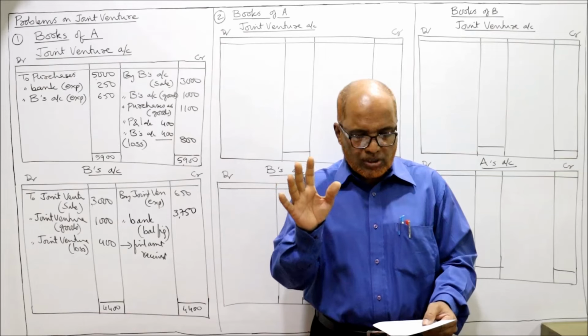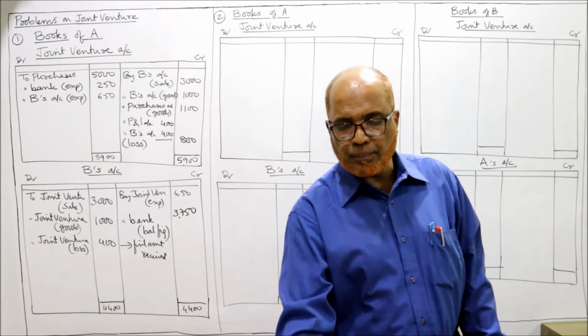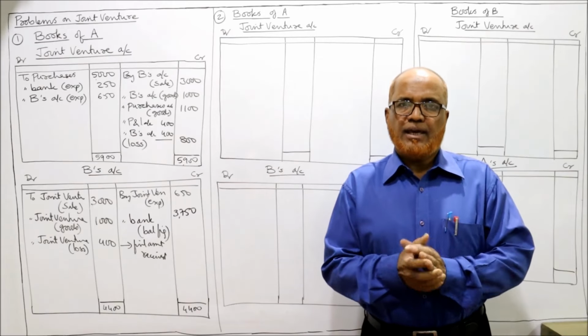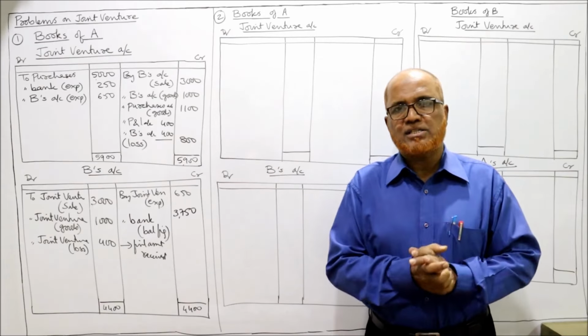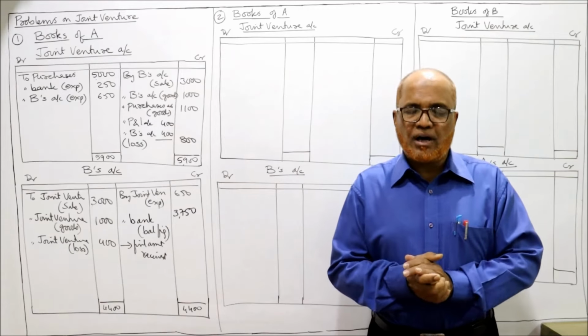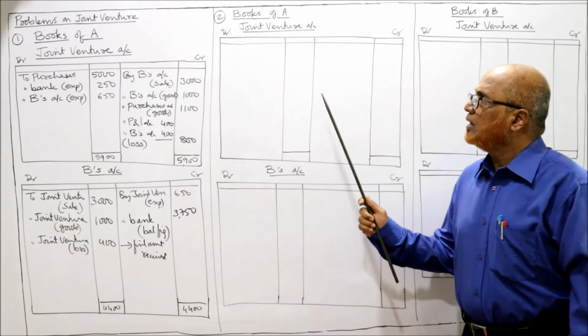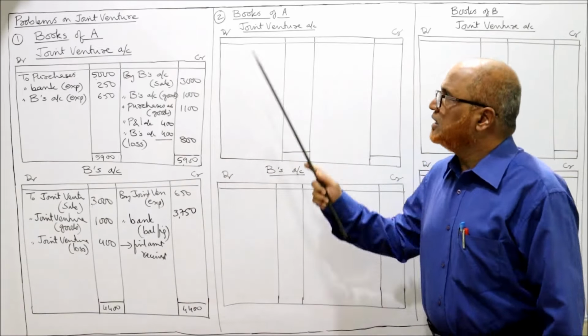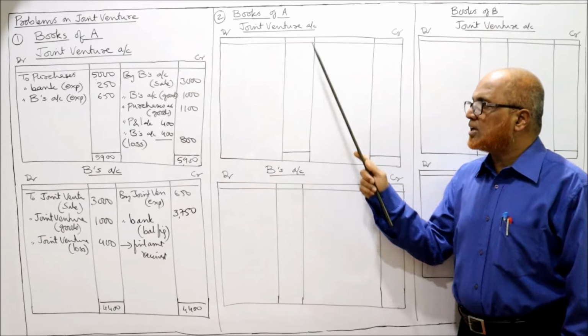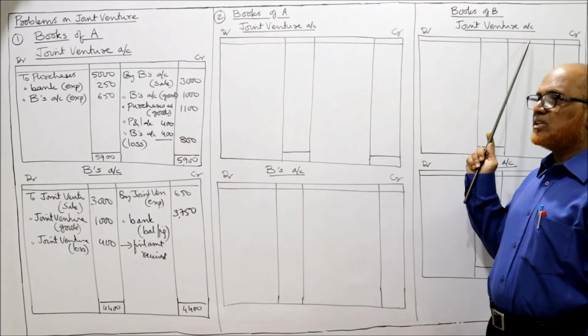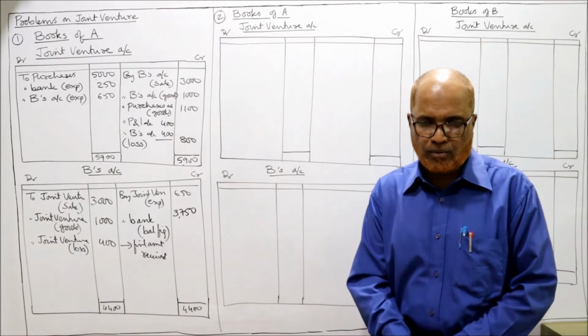Show the necessary accounts in the books of both the parties. That means the accounts are kept by both the parties separately. A के पास भी accounts maintain हो रहे, B के पास भी accounts maintain हो रहे. We have to show the accounts in the books of A as well as B, exactly similar to the previous problem. Now see here, books of A. In the books of A, we have to make joint venture account and B's account. And in the books of B, we have to make joint venture account and A's account. A के books में B का account, B के books में A का account. Apart from that, joint venture account.